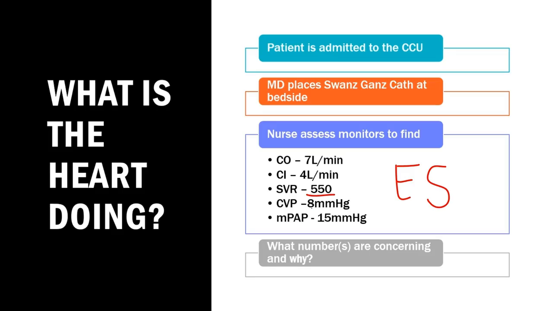That's why our CVP is a little bit better. And then our SVR is decreased. So we're in early sepsis. We know she's hypotensive. We're pretty darn sure she's early sepsis. We're going to have to obviously wait for blood cultures and other lab values and all that.